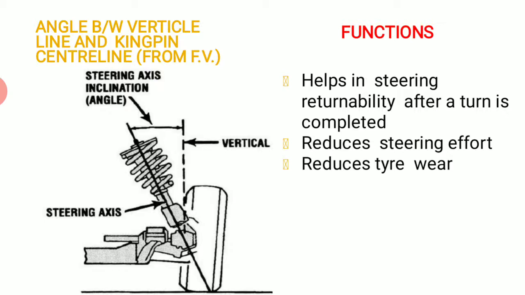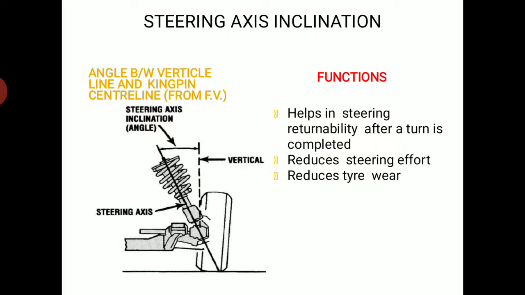Steering axis. When I turn the steering, that whole shaft will try to rotate. That is called the steering axis. Then the angle between the vertical of the tire and this steering axis is called the steering axis inclination. So what does it do? It is the angle between the vertical line and the kingpin center line.